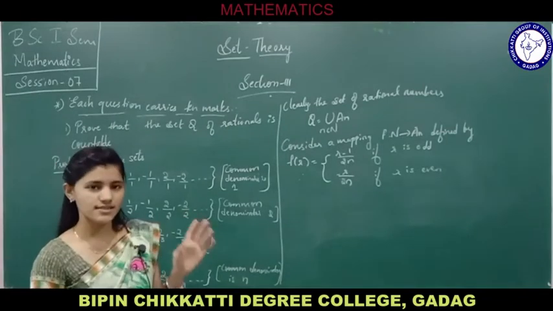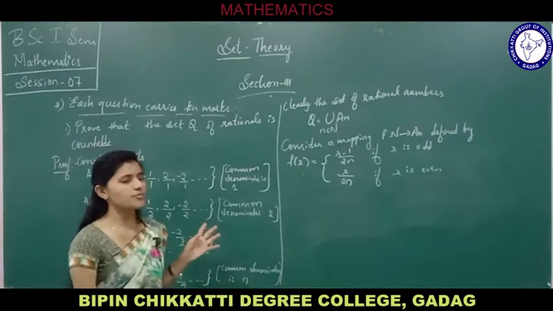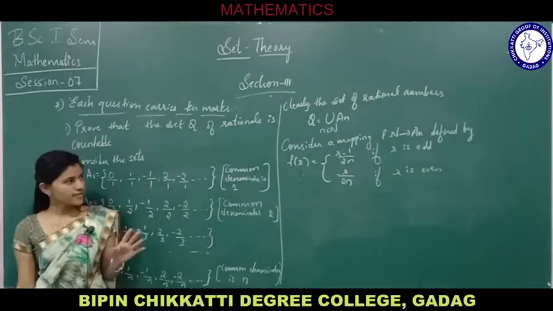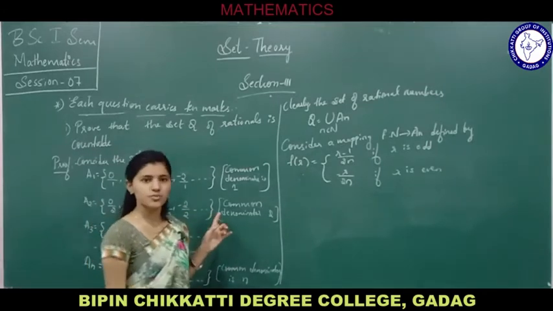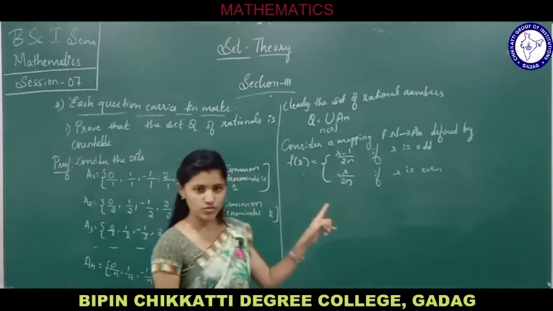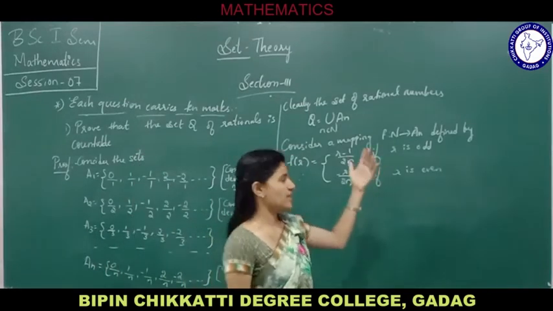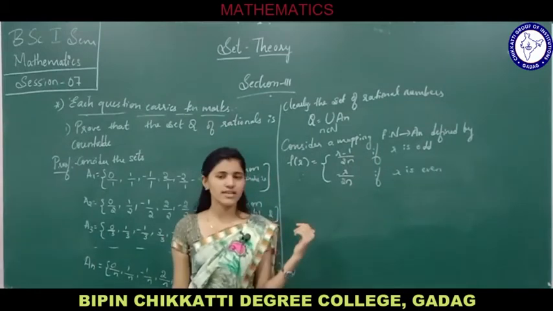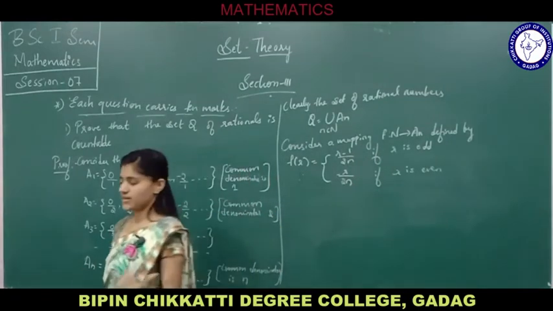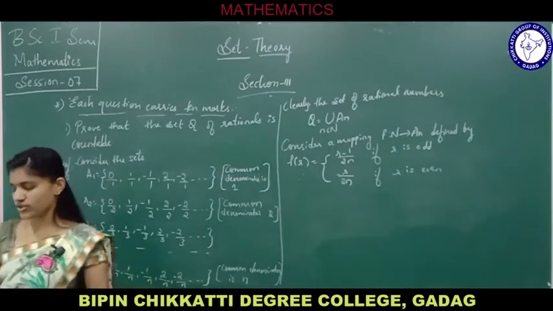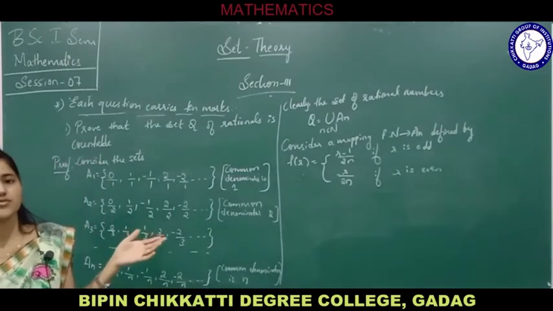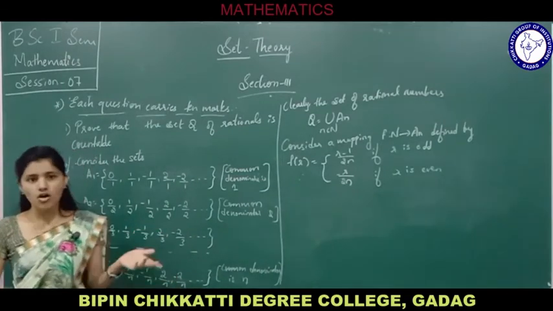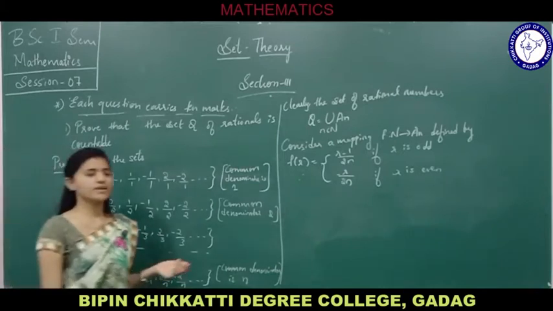We have just defined the function f from N to An in such a way that f of r is (r minus 1) by 2n when r is odd, and minus r by 2n when r is even. After defining the function, what are we going to consider? Now f is both one-one and onto.